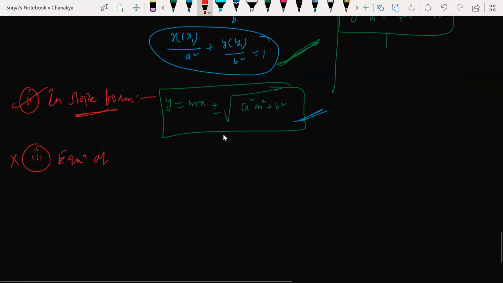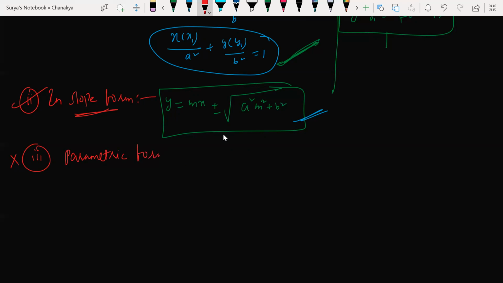Understand? Getting my point? In different forms, we are just saying that this is the tangent equation. So which form we need to use according to the question? As per the demand of the question, we'll be using one of the forms. If the slope is given, we'll use slope form for the tangent equation. If I have a point and the question is asking for the tangent equation, then we'll be using point form. Very simple.